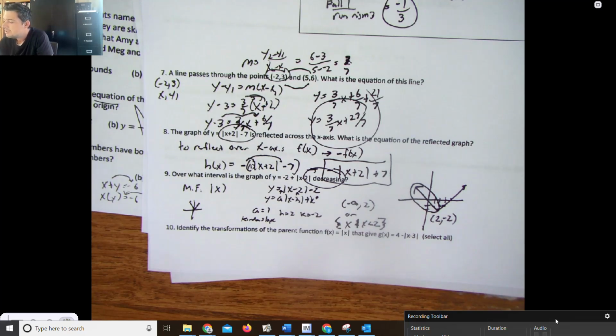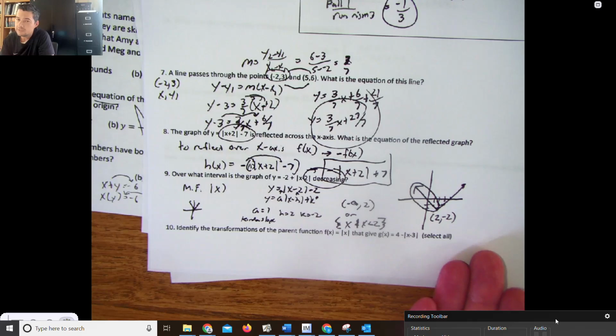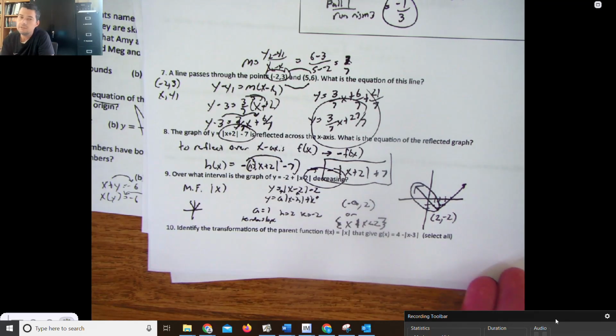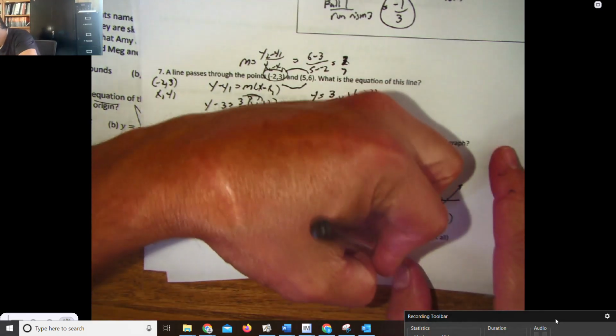Identify the transformations of the parent function f of x is the absolute value of x that give g of x equals 4 minus the absolute value of x minus 3. It will be a select all question. There will be choices here. So you don't have to come up with the words. You just have to select. Anyways, form matters.